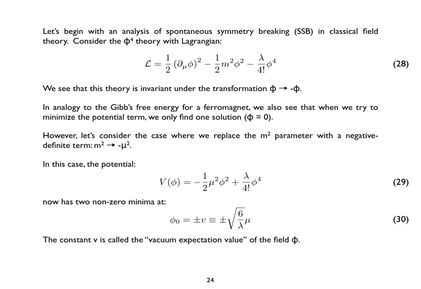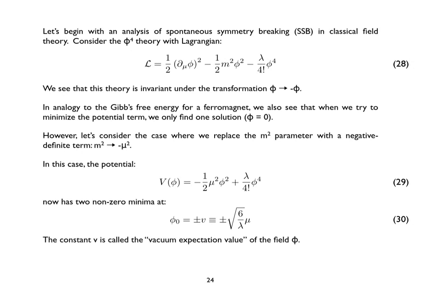Okay, so he's making this replacement of m squared to minus mu squared. And so what does that do? Well, it changes the sign of that second term, which I'll not call a mass term. This term stays the same, right? And what it tells you is that if you try to minimize this, you don't get 0 anymore. You actually get two values, which we'll call the VEV, the vacuum expectation value. It's plus or minus this combination of the square root of 6 over lambda times mu.